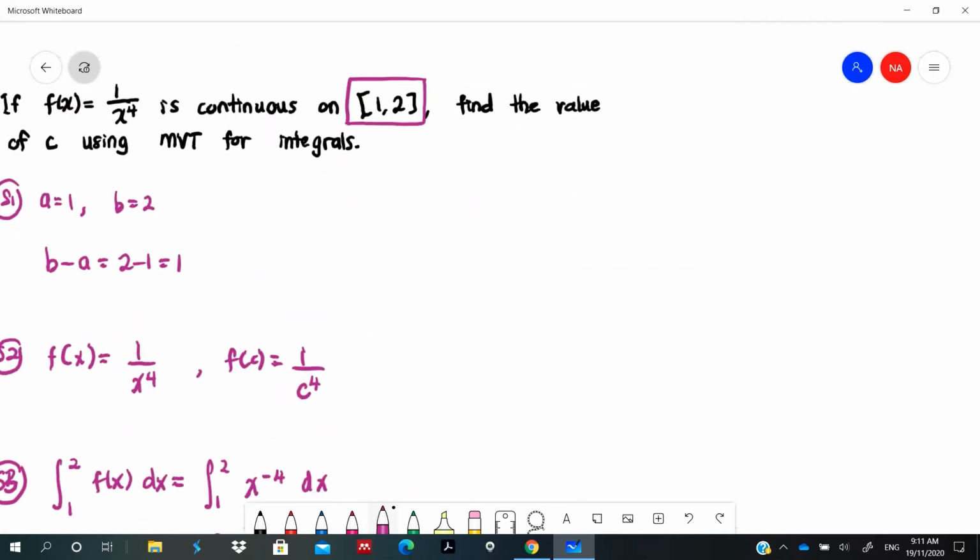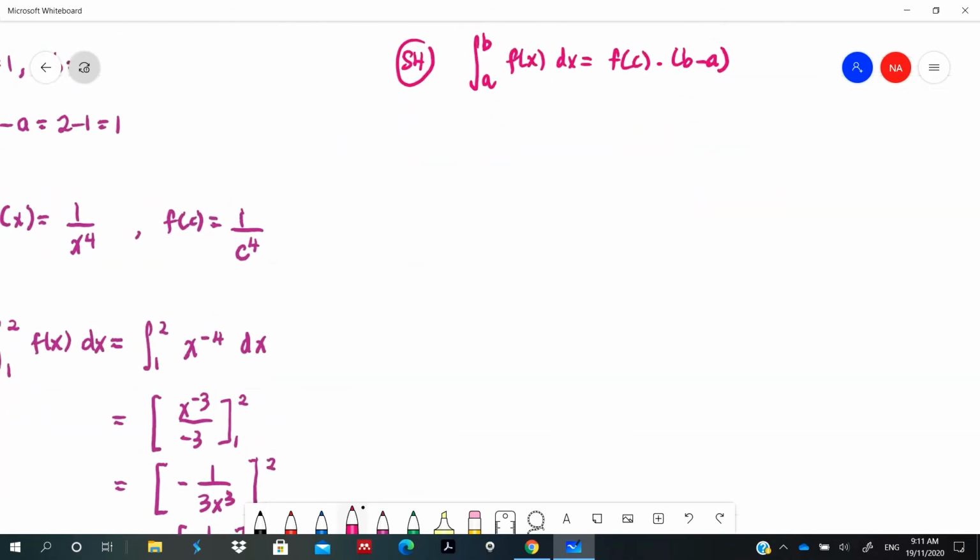So the final step is to use the mean value theorem formula. Step number 4, we just write the formula. You can actually use this formula: the integral from a to b of f(x) dx is given by f(c) times (b minus a). So I'll just insert the value for the integration.